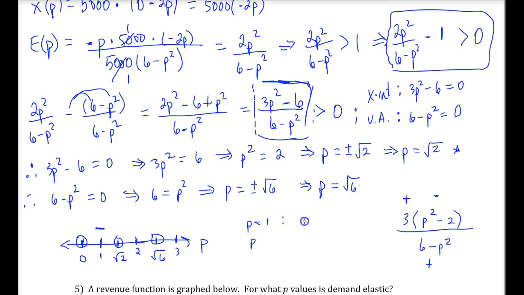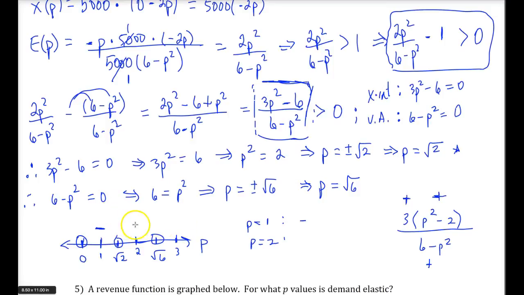If I had it at 2, then if I plugged in a 2 right here, 2 squared is 4, and 4 minus 2 is 2, so that ends up being positive now. So we know that our numerator is positive, and if we plugged in a 2 here, 2 squared is 4, 6 minus 4 is 2, so that would be positive as well. So here we would know that it's going to be positive.